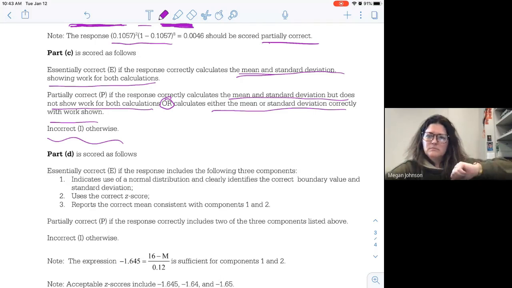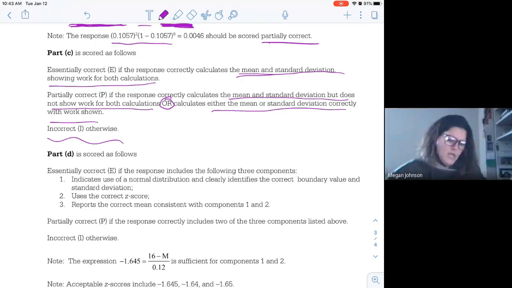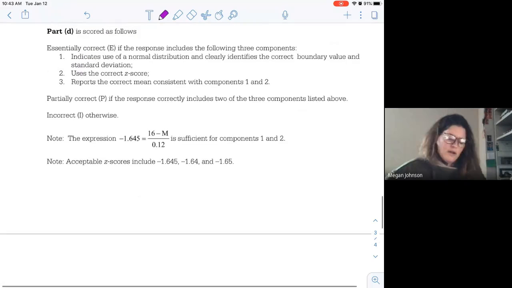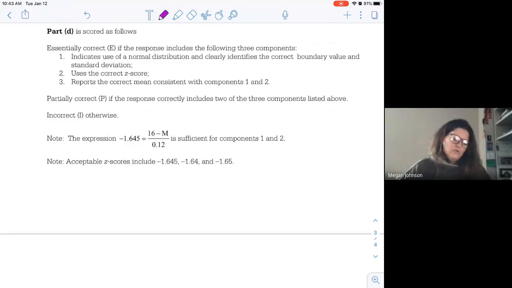That's it. Okay. Well, my lights went off on me. Hopefully you can still see me. I'll stand up and wave around. Okay, part D. We'll move on to part D. This is the tricky one.